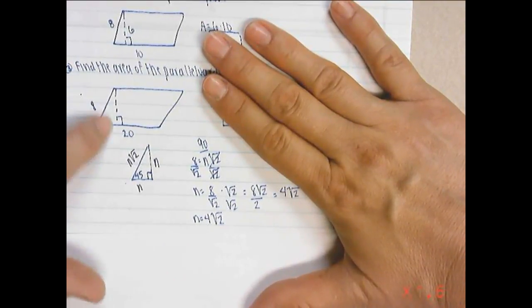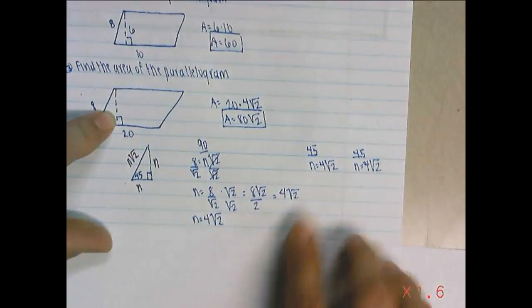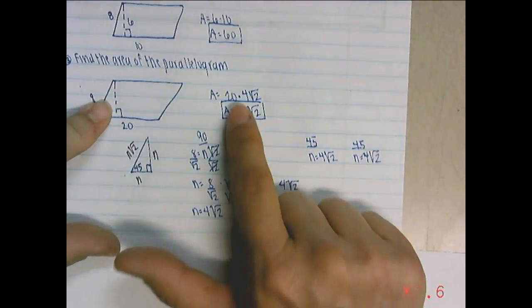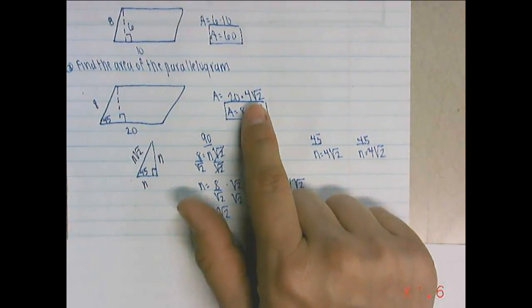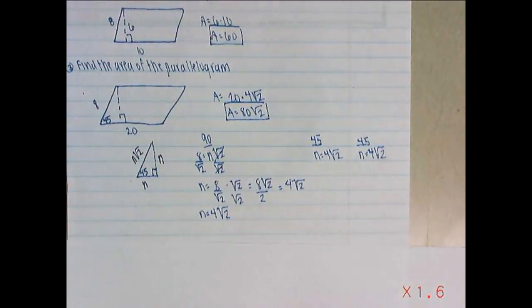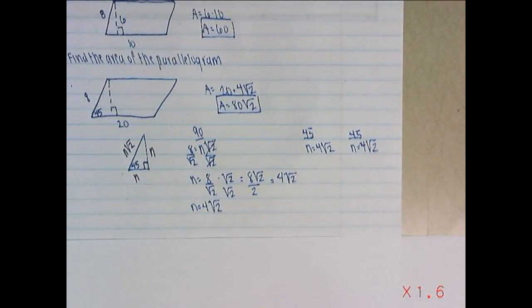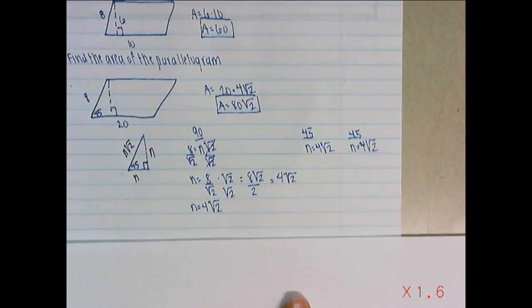Well, that's great because n is the height right here. So I would take 20, my base, times 4 rad 2, and I would get 80 rad 2 for the area of my figure. If you guys have questions on that one, be sure to ask. So now we're taking these right triangles a step further and finding their sides, but then using those sides to find the area. It's layered, okay?